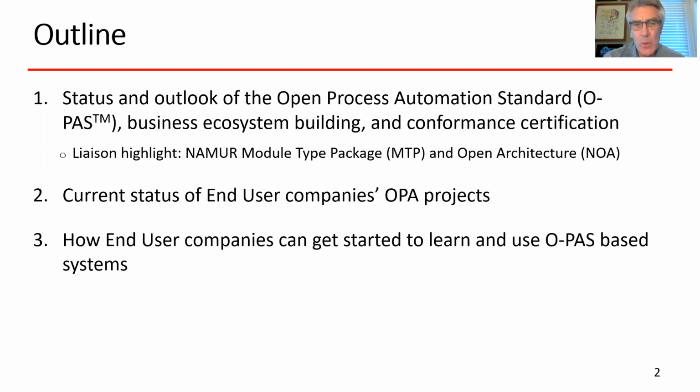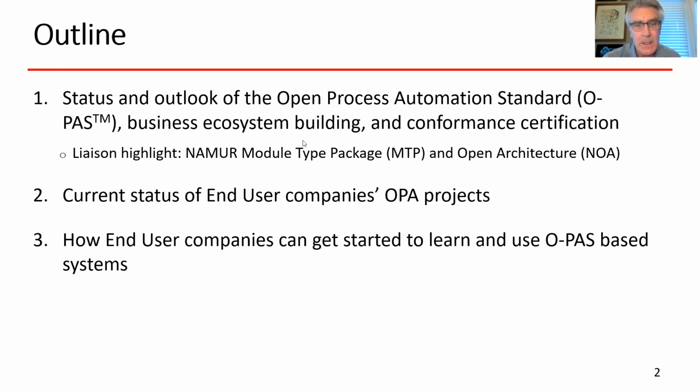An activity that I want to highlight under this topic is the work that we do to liaise with similar organizations. And what I will highlight in this talk is our work with Namur and others on module type package and Namur open architecture. The second topic in the talk is a report on current status of end user companies' activities building open process automation based control system prototypes and test beds. And I'll close with just a brief note on how end user companies can get started learning and using OPAS based systems.